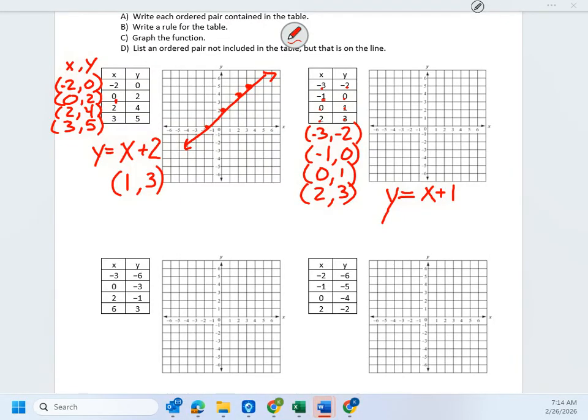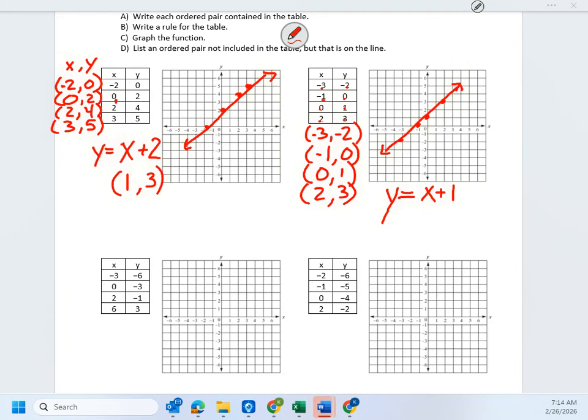Now I'm going to graph it. I have -3, -2, -1, 0, 1, 2, 3. I connect them all, trying to draw as straight a line as I can. I put my arrows on it to show that it is a line, not a segment.